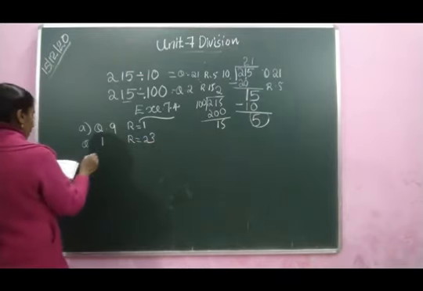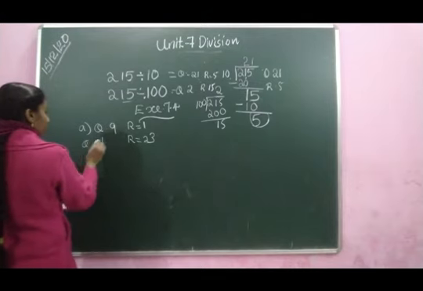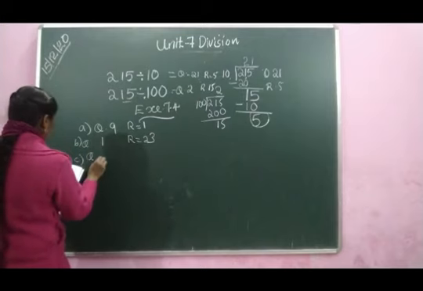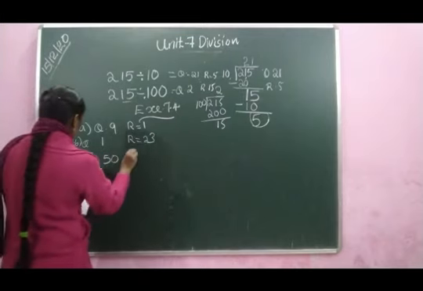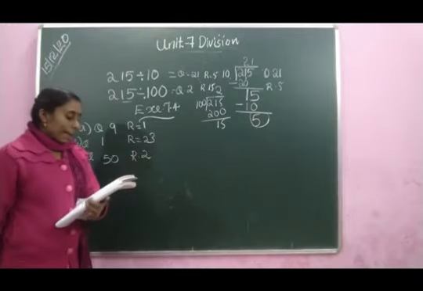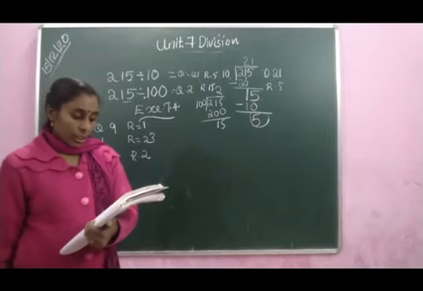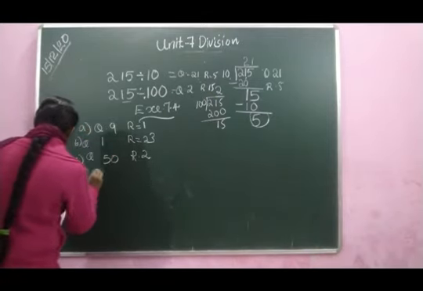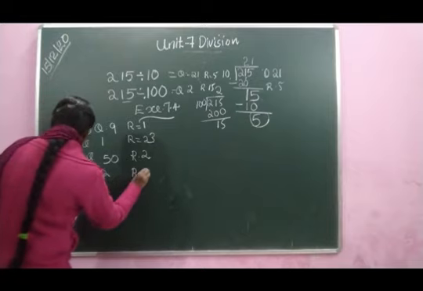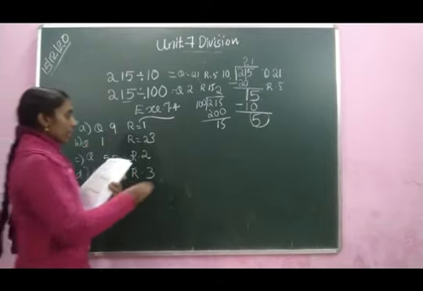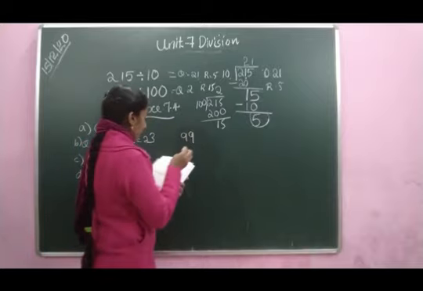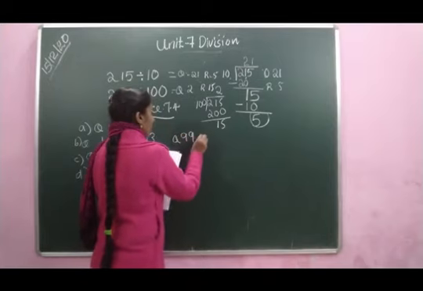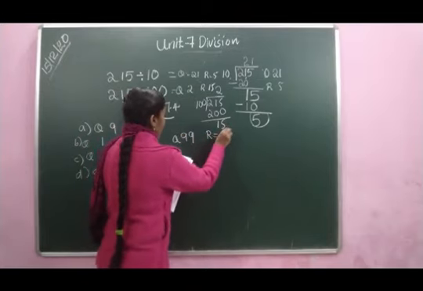502 divided by 10. Quotient is 50 and remainder is 2. 423 divided by 10. Quotient is 42. Remainder is 3. 999 divided by 10. Quotient is 99 and remainder is 9.